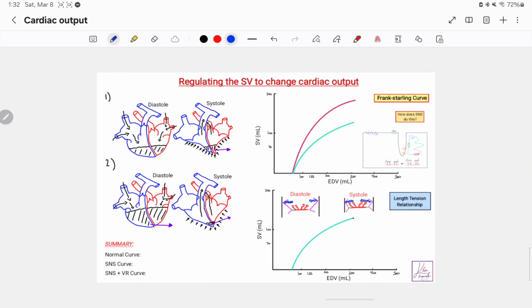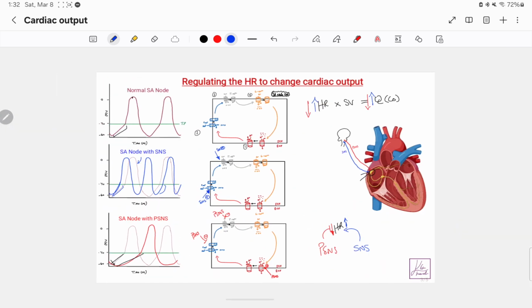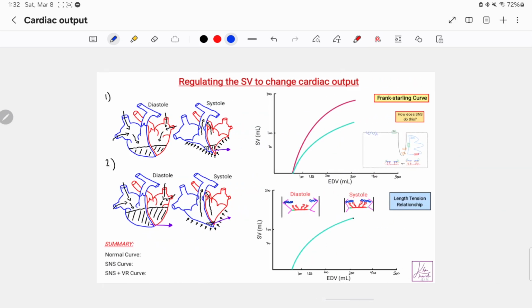Now let's take a look at how we regulate the stroke volume to change cardiac output, okay? So we learned about how we regulate heart rate. Now we've got to learn about how we can regulate the stroke volume. And this one's going to be a little bit more challenging, but I'm sure it's nothing you guys can't handle, all right? If you've made it so far in the video. So in this portion of the video, we're going to split it into two scenarios.